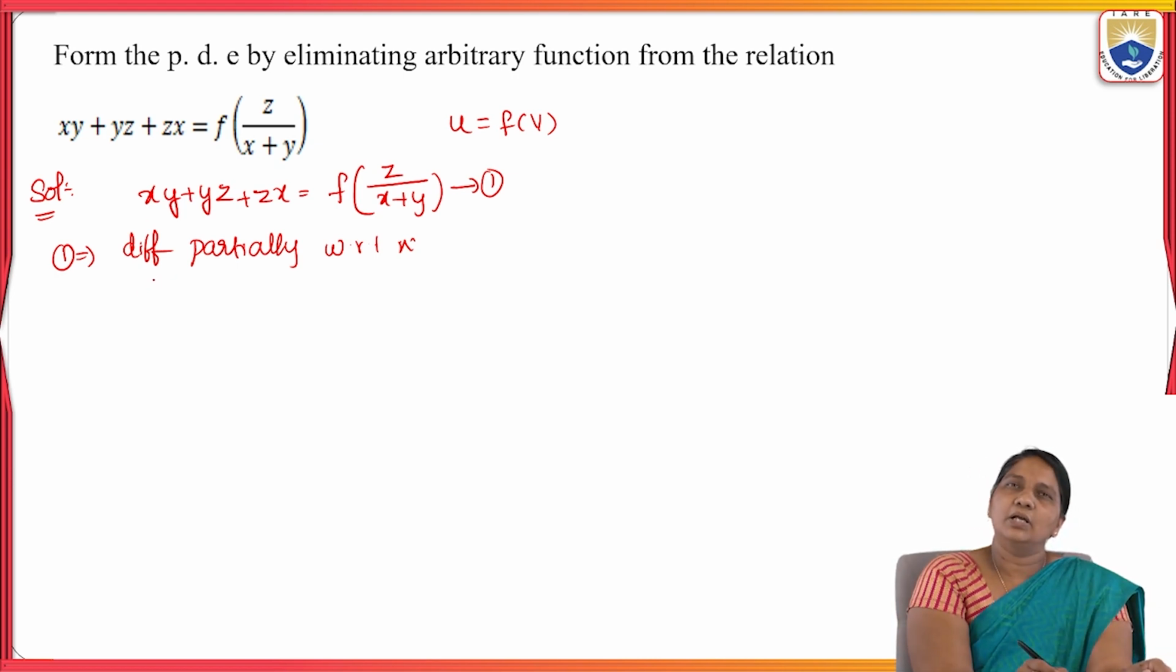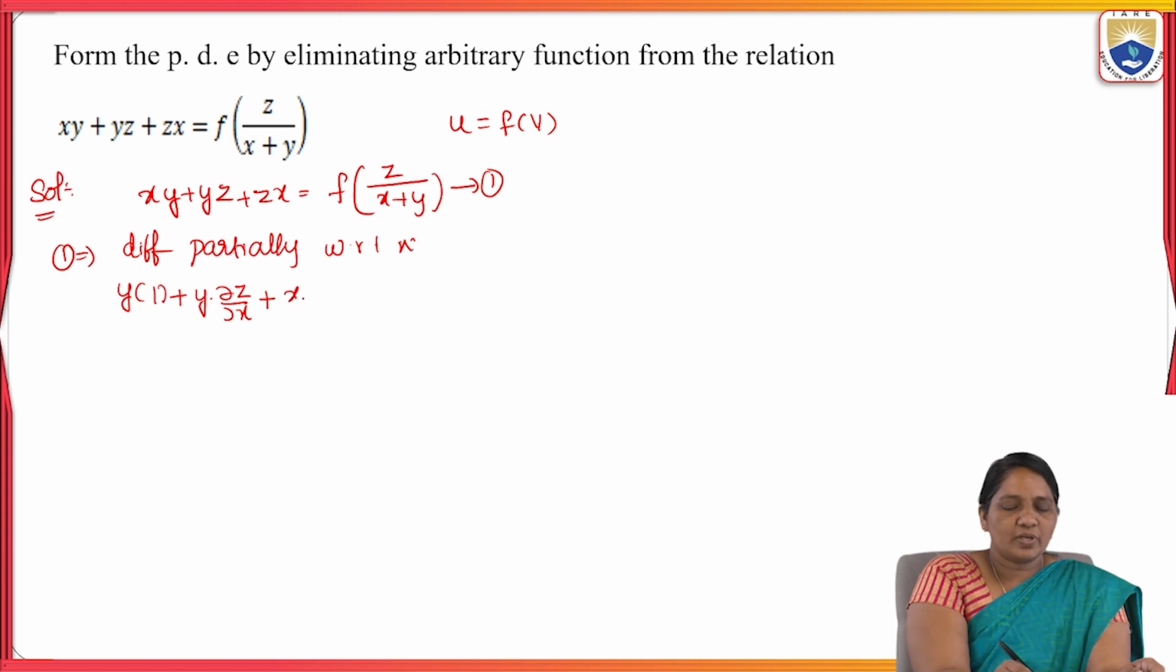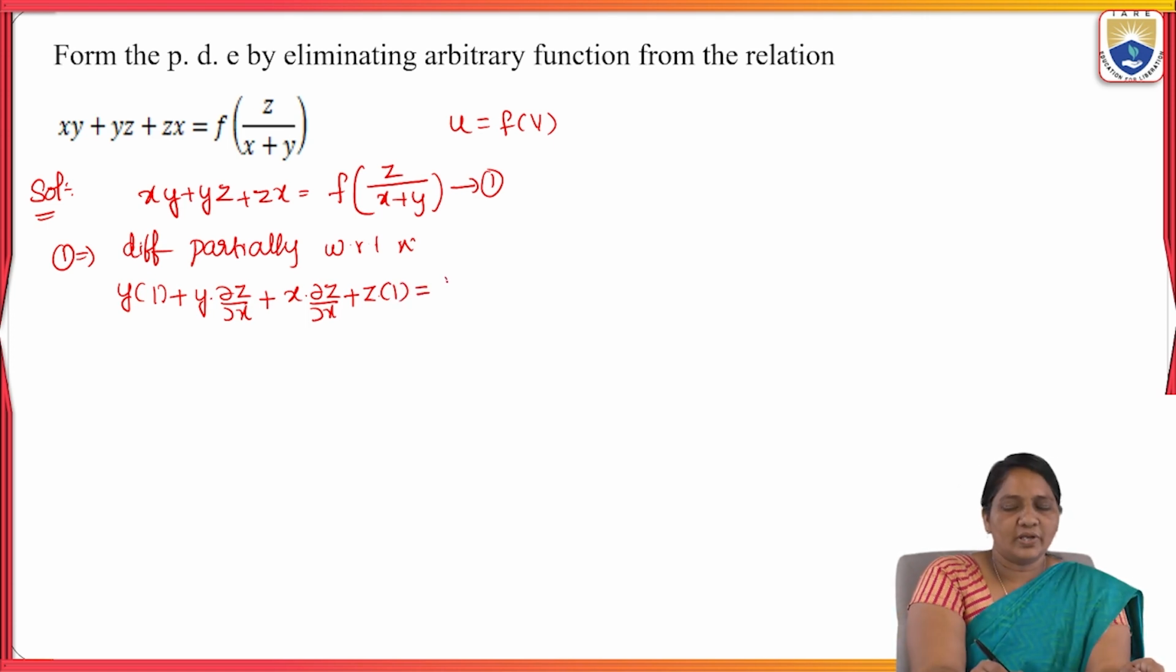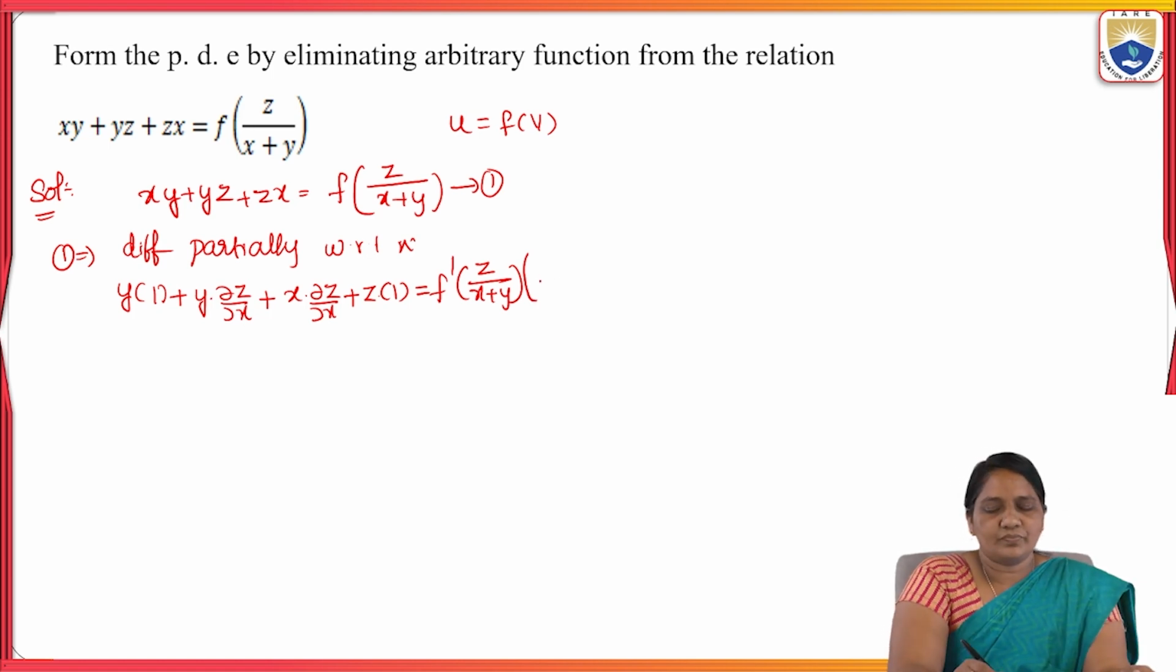So differentiating xy with respect to x gives y, since y is constant. Then for yz, y is the constant, so y ∂z/∂x. Then for xz, x and z in the u form: x ∂z/∂x + z times the derivative of x, which is 1. This equals f'(z/(x+y)) times the u by v form. So (x+y)² is the v², right?